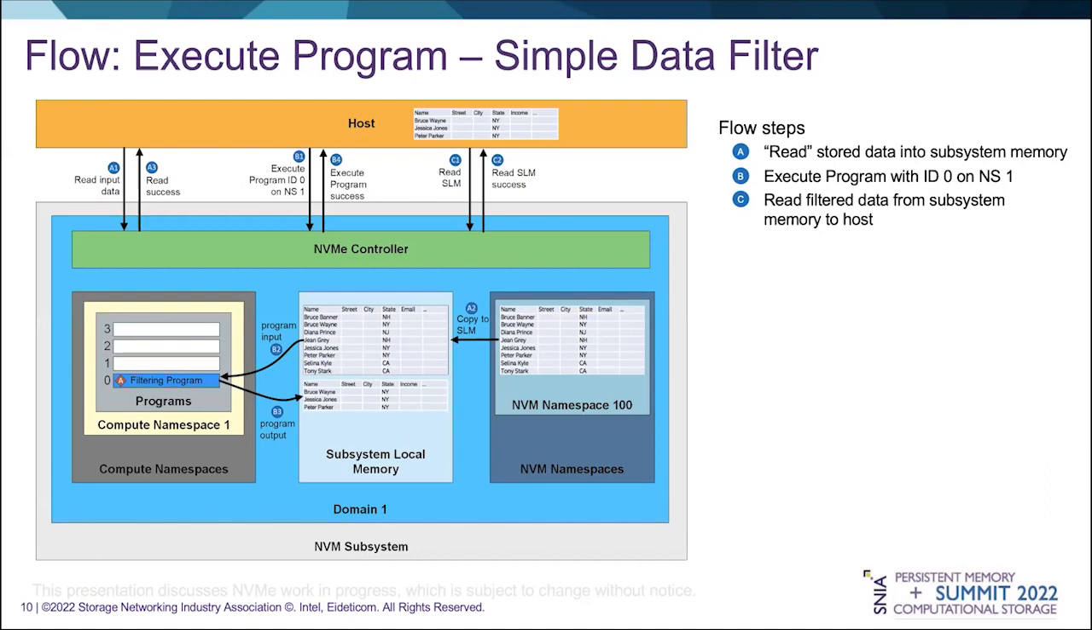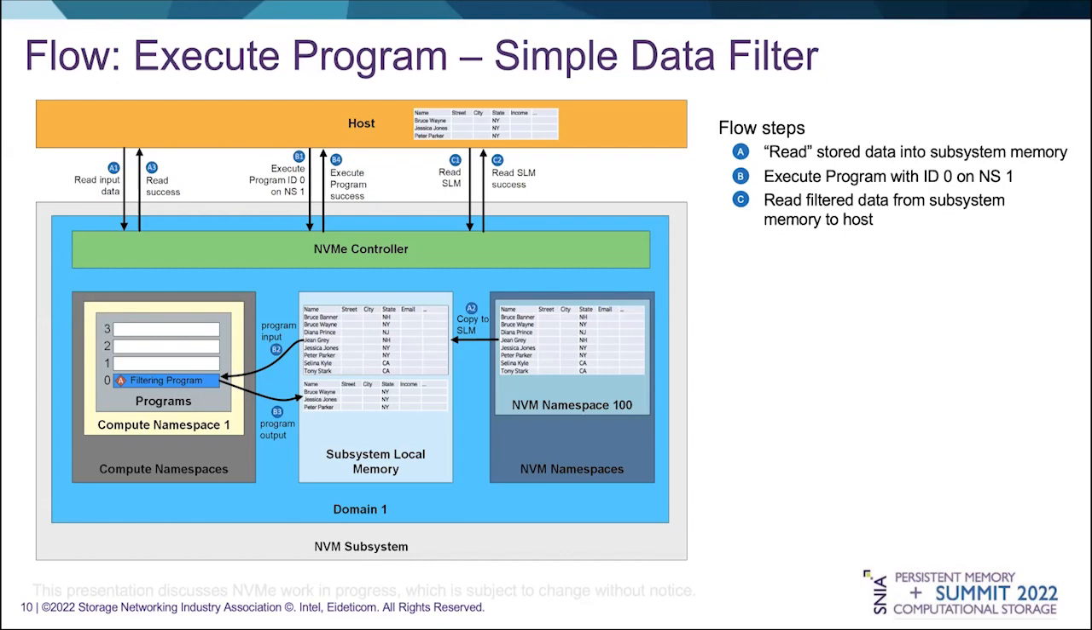in subsystem local memory. And in this case, we execute a filtering program that finds all the entries in our database where the name exists in the state of New York, and it puts that into a different part of subsystem local memory. And that could be run via an eBPF program or even a hard-coded program, a fixed function or device-defined program if you wanted.